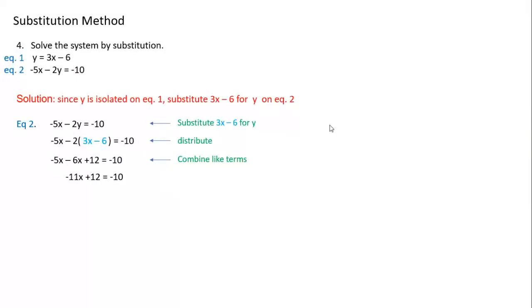I'm going to move the 12 to the other side by subtracting 12 on both sides. And this is going to give me negative 11x is equal to negative 22. And then the last step is dividing by a negative 11 on both sides. And when I do that, I have x equals 2. So this is the x value that is shared by both of these lines.